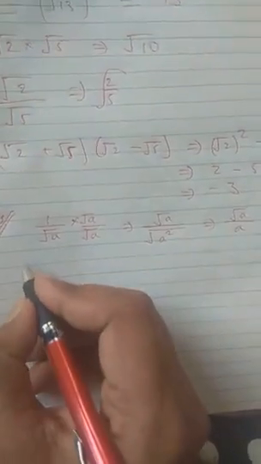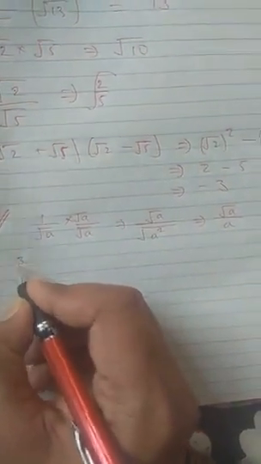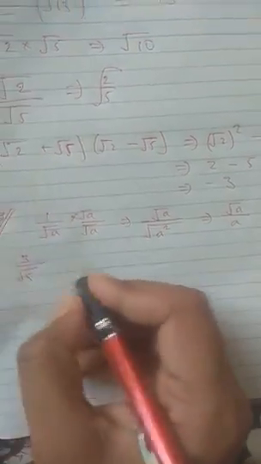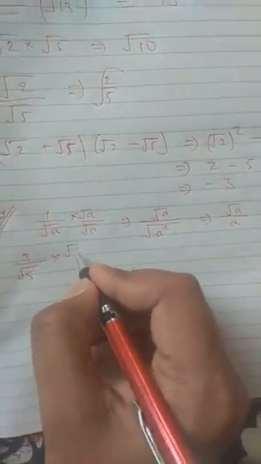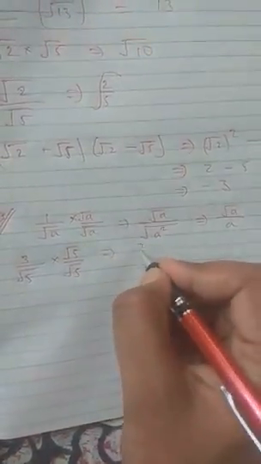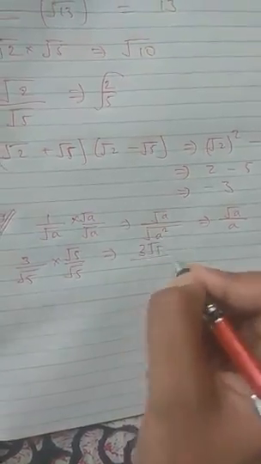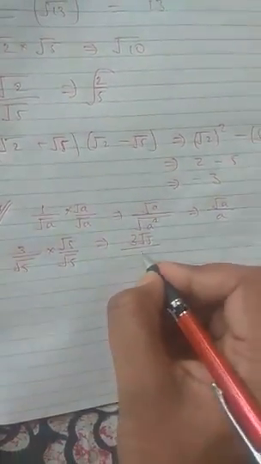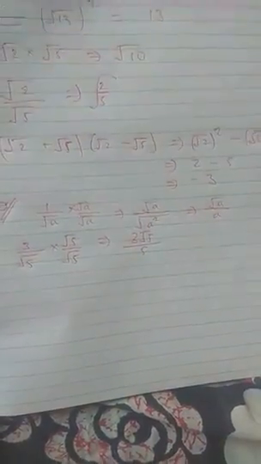Suppose we have the term 3 upon root 5. So what again do we have to try? We have to multiply root 5 with the numerator and denominator. So we will get in the numerator 3 root 5 upon root 5 into root 5, that will result to 5. So this is the result.